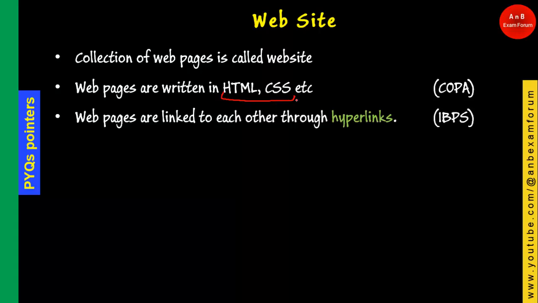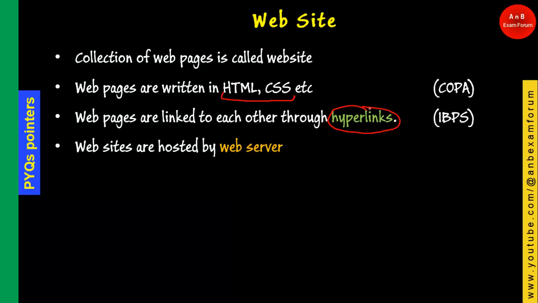The next one, as I told you, is that web pages are interlinked to each other through hyperlinks. Okay, hyperlinks are very important for any website to operate. So through hyperlinks, the web pages are interlinked to each other, and all these web pages which we are talking about, also known as a website, are hosted by a web server. It can be a private web server or it can be some commercial web server.